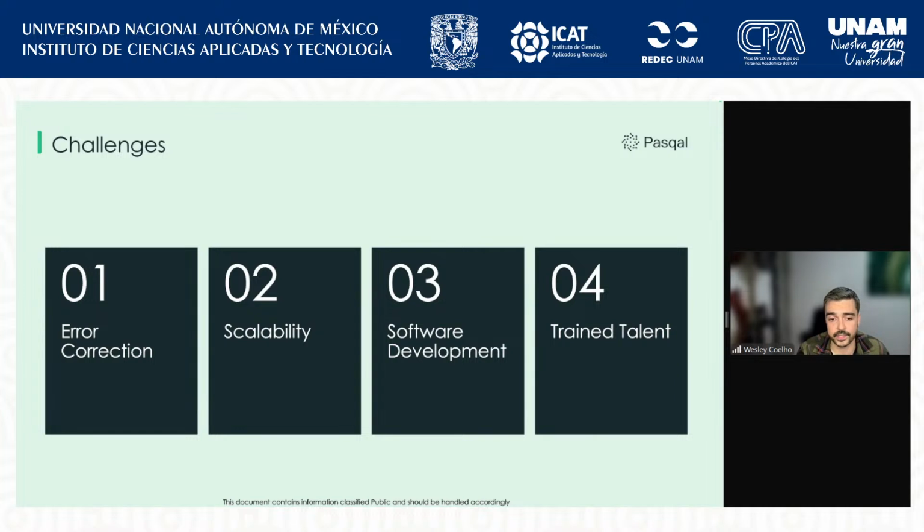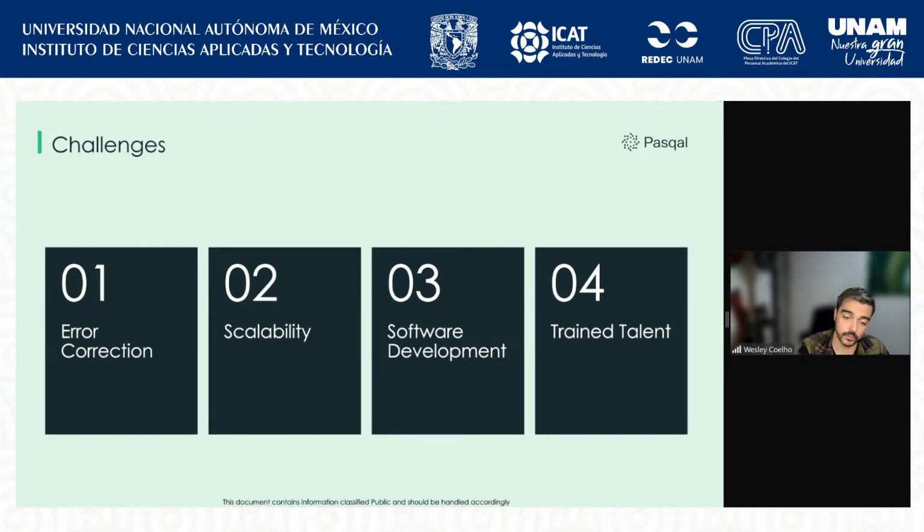And finally, the challenges. Just the last 2 minutes, sorry about this. The challenge is error correction. The quantum computer is very sensitive to everything around it. Even the humidity in the room can add errors to your calculations. The temperature, how empty your vacuum chamber is, everything can be a source of noise in your system that will add an error to your calculations.